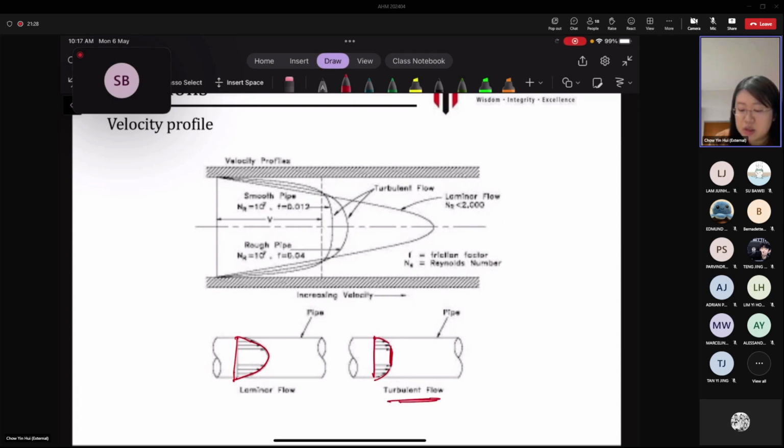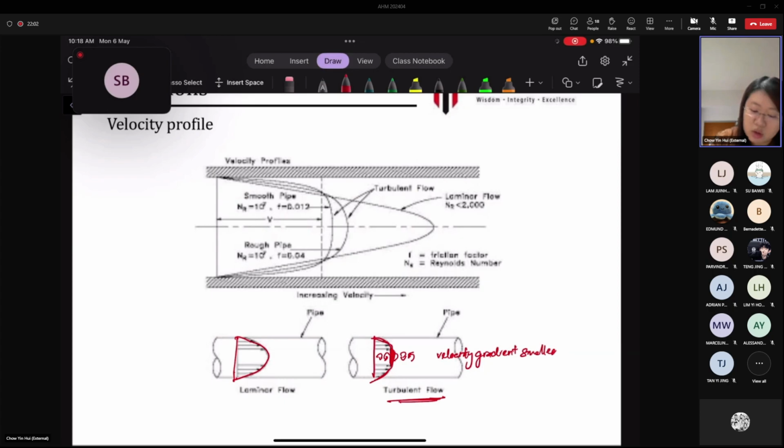Because in turbulent flow, you can imagine that near the center of the pipe you have a lot of mixing. In turbulent flow you have eddies and mixing, which means your velocity gradient here will be smaller. In that case, the variation in velocity in this region will be smaller as well. That's why you have a flatter parabolic shaped curve.